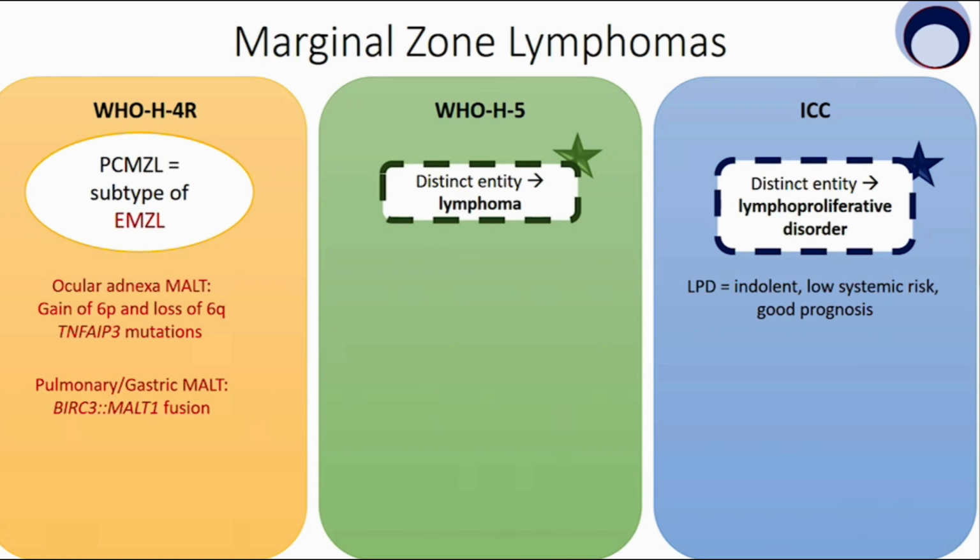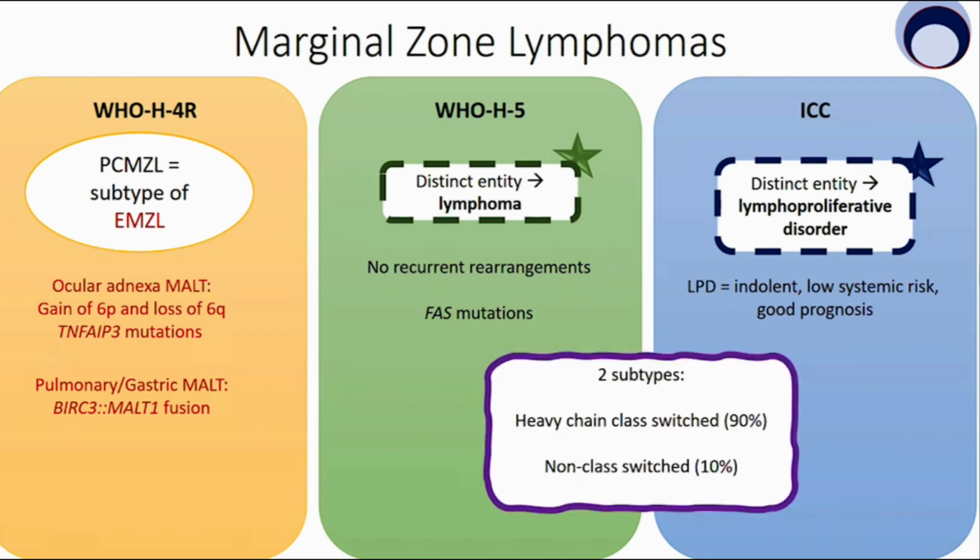You'll notice here that while primary cutaneous resembles nodal and extranodal marginal zone lymphoma in immunophenotype and morphology, it does not have the rearrangements that are found in things like ocular MALT or the mutations in pulmonary and gastric MALT, which have a different fusion as well. So really the cutaneous marginal zone lymphoma is known for having like FAS mutations, but nothing super prevalent in comparison.